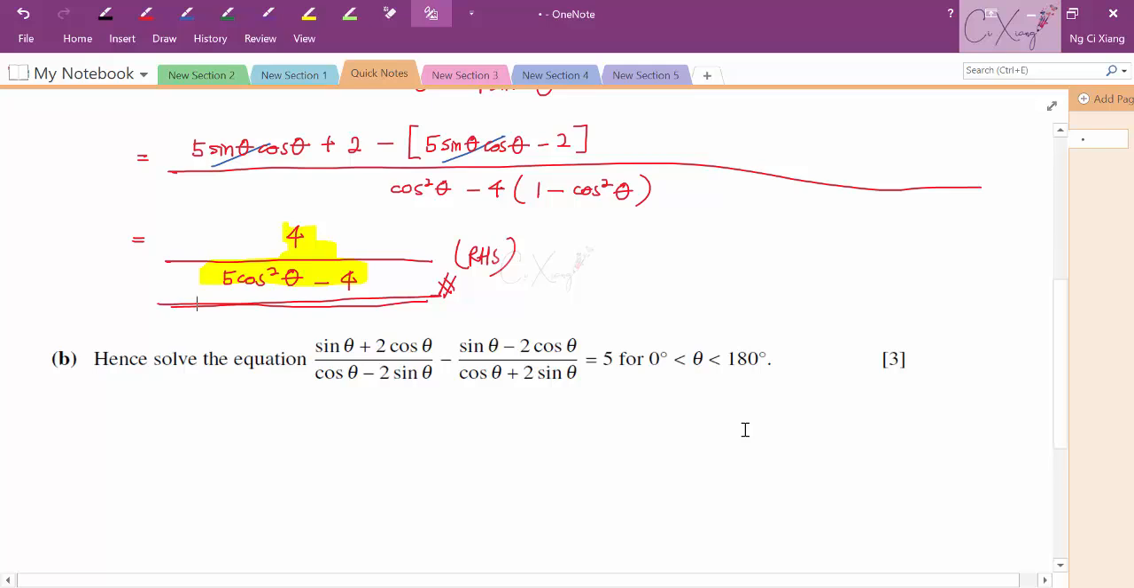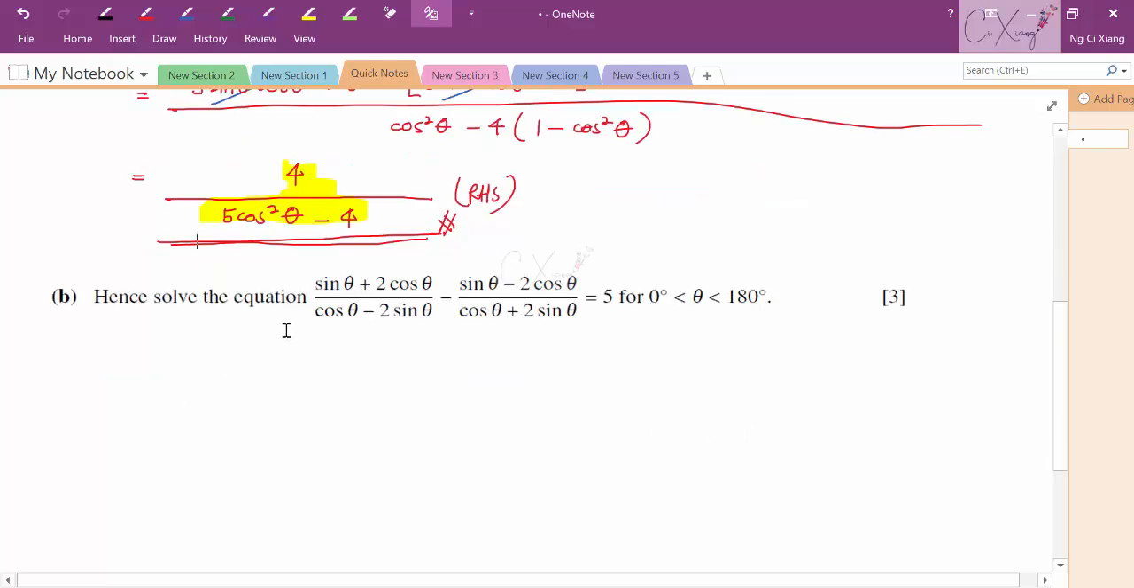Right. Okay, then now let's continue to part number 2. For part B, they want us to solve this equation equals to 5, for the range where theta is from 0 until 180. Again, for this part, it is actually the left-hand side of the equation that we showed on top. So to solve this equation, we can straight away substitute the answer that we showed on the right-hand side, which is this expression, sorry. So I'm having 4 divided by 5 cos square theta minus 4, and it is equal to 5.